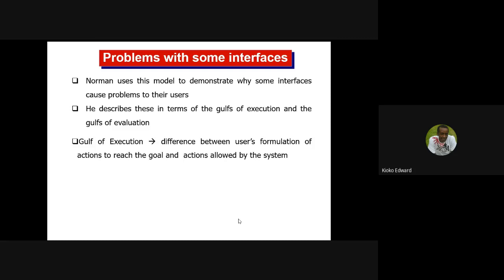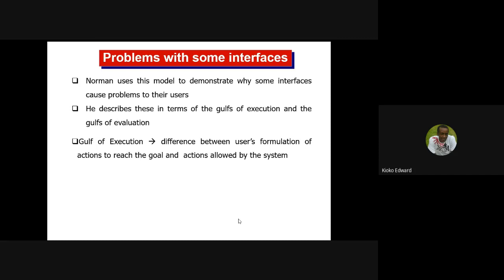Gulf of execution will mean the difference between the user's formulation of actions to reach a certain goal and those actions allowed by the system. If there is any difference between the actions allowed by the system and those actions which the user has been able to formulate to reach the goal, then we call that the gulf of execution.